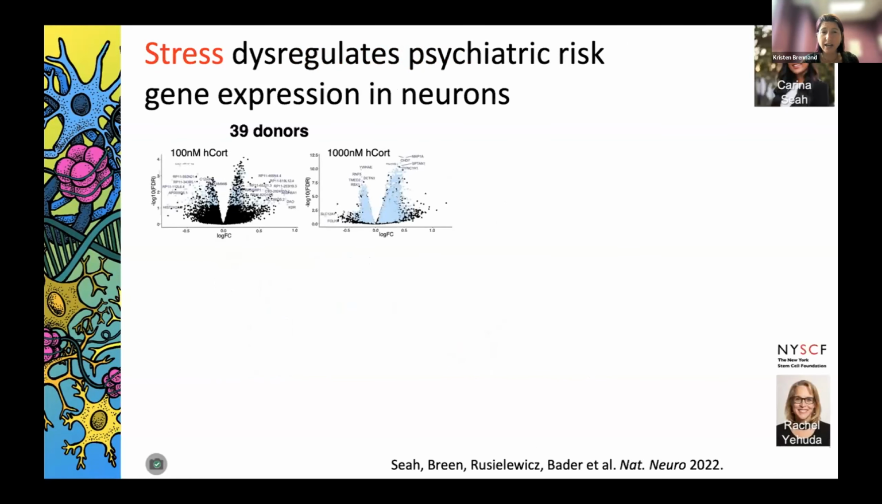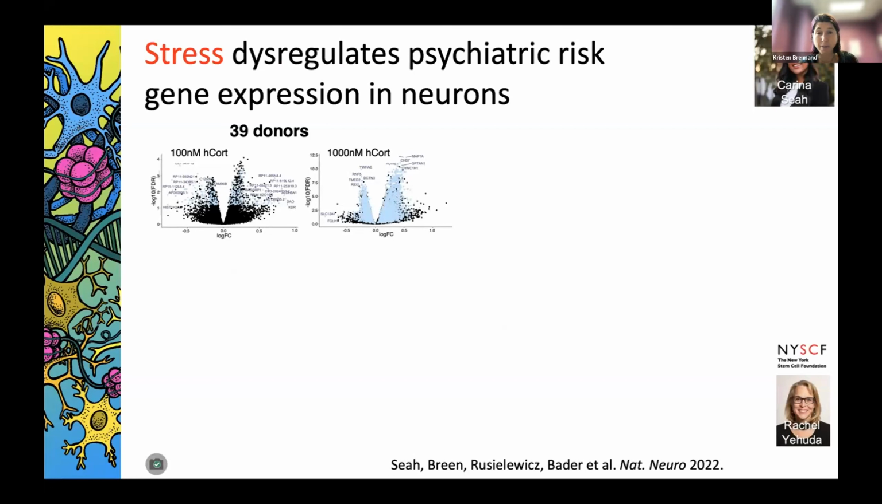Our first foray into looking at these gene-environment interactions was led by Rachel Yehuda at the Bronx VA in collaboration with the New York Stem Cell Foundation. This was a really ambitious study that Rachel encouraged us to take on, where we generated stem cells from 39 individuals. All of them were combat-exposed veterans at the VA. Those stem cells were turned into glutamatergic neurons, and then we stressed those neurons by treating them with HCORT, the human stress hormone, hydrocortisol.